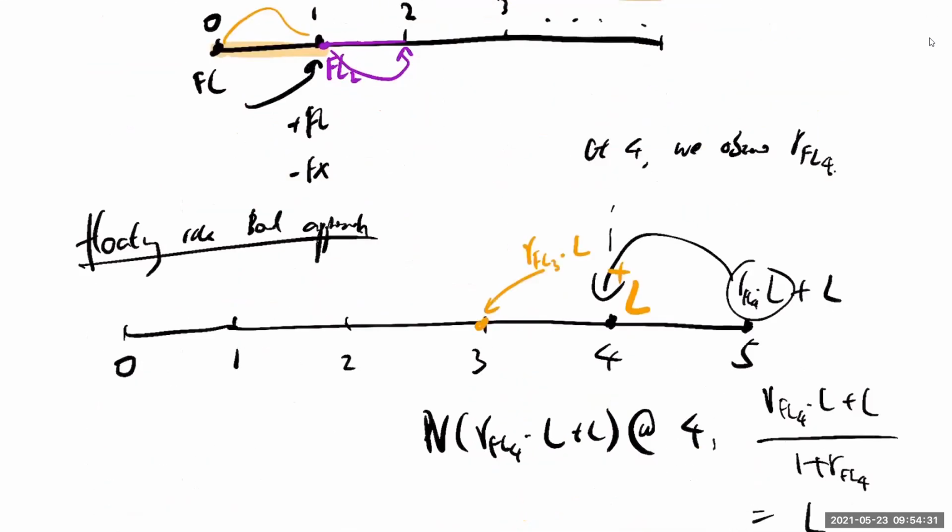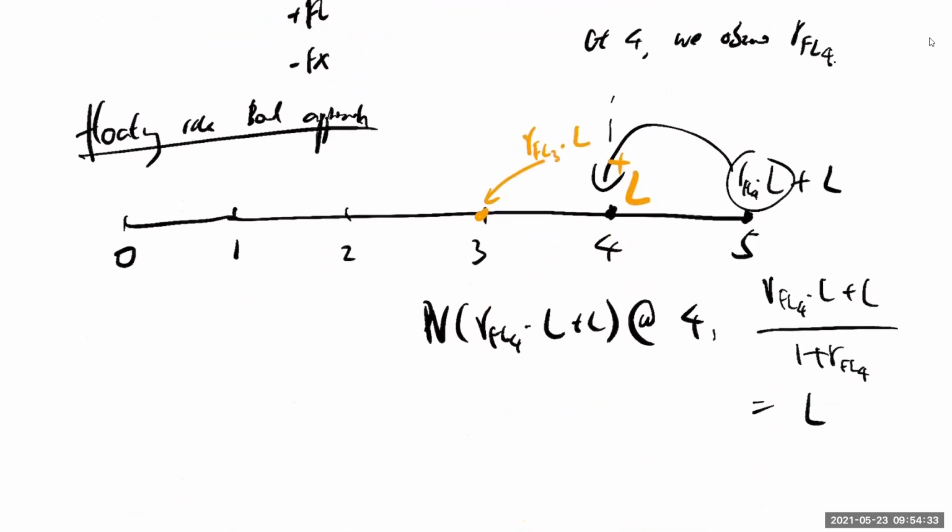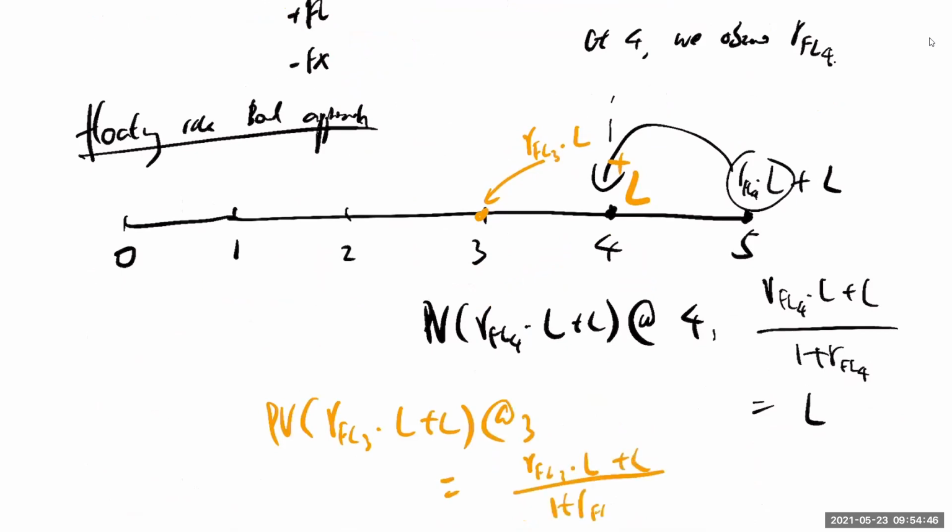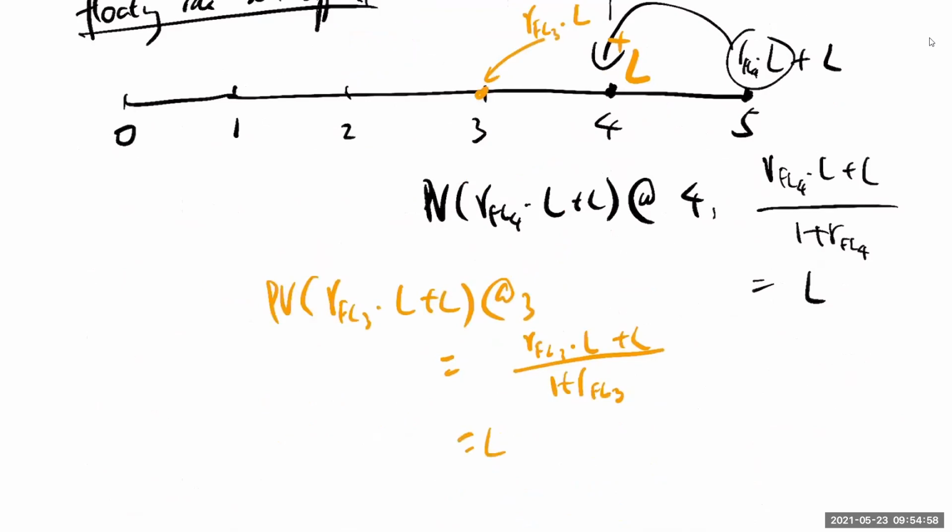So RFL3 was determined here so that the present value at time 3 of RFL3 times L plus L is just RFL3 times L plus L divided by (1 plus RFL3), because that is the market interest rate that we observe at that point, and we use that to discount. So that again is L. If you do that over and over, you will arrive at the point where the present value is just what we have on the slide.